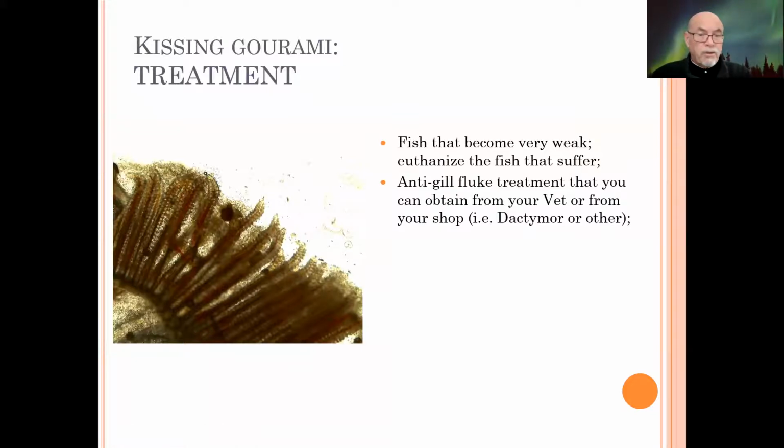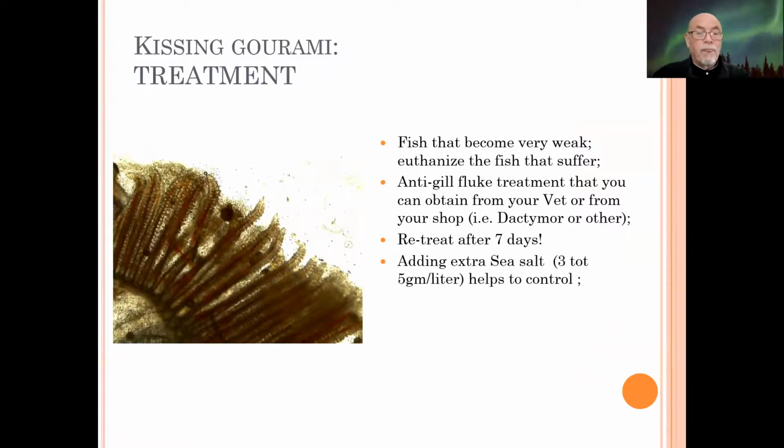Try to use an anti-gill fluke treatment that you can get from your veterinarian, or you can obtain in your aquatic shop, like Dactimor is one of the products which is available, and that can help against the gill flukes. We recommend that you retreat after 7 days, because those gill flukes, they lay eggs, and those eggs usually produce larvae within 7 days. They can come out of the filter or the bottom of your aquarium.